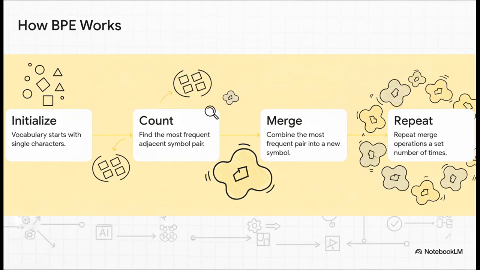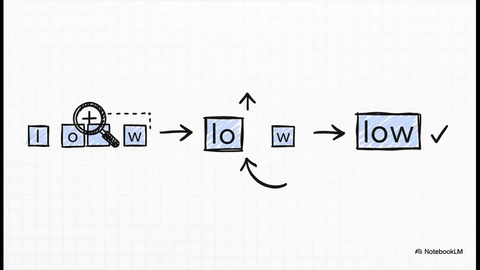So here's the play-by-play. First, you take every word and just split it into individual letters. Then the algorithm scans everything and finds the pair of letters that appears together most often. Let's say it's E and S. It merges them into one new symbol, ES, and then it just does it again and again and again. Each time it finds the most common pair of symbols and merges them, slowly building up this whole vocabulary of useful word chunks.